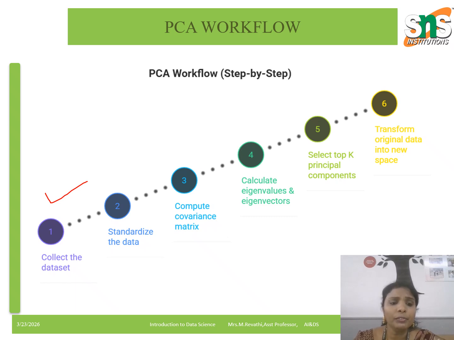As we already know, first is to collect the data. Next is to standardize the data. Third is the covariance matrix. Then we calculate the eigenvalues and eigenvectors. Then select the top k principal components. After that, we transform the original data into a new space. This is how PCA works in a step-by-step process.